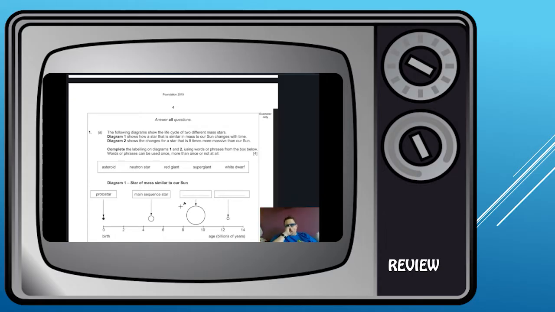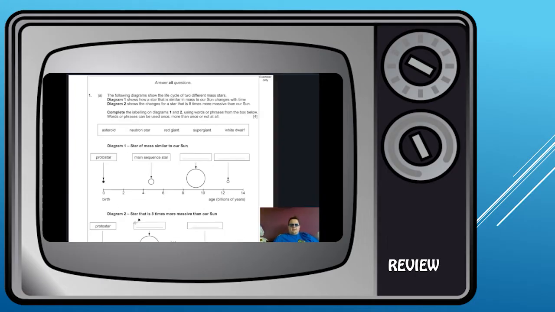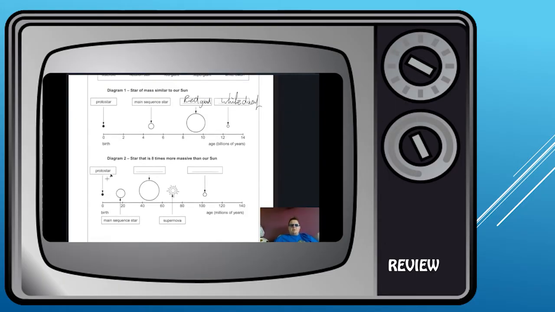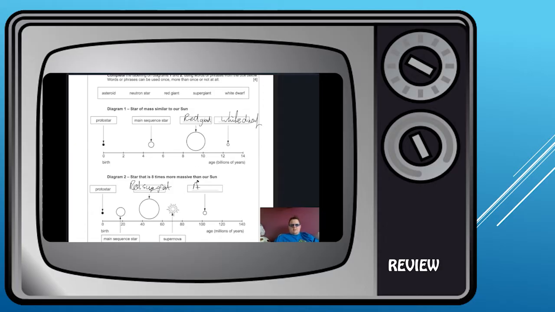Okay, so on to the 2019 paper. So we've got a star of similar mass to our sun. So we go protostar, main sequence, red giant, white dwarf. And if it's more massive than our sun, then we're going to go protostar, main sequence, red supergiant, supernova, and then what we're left with is a neutron star. One mark for each of those being correct.